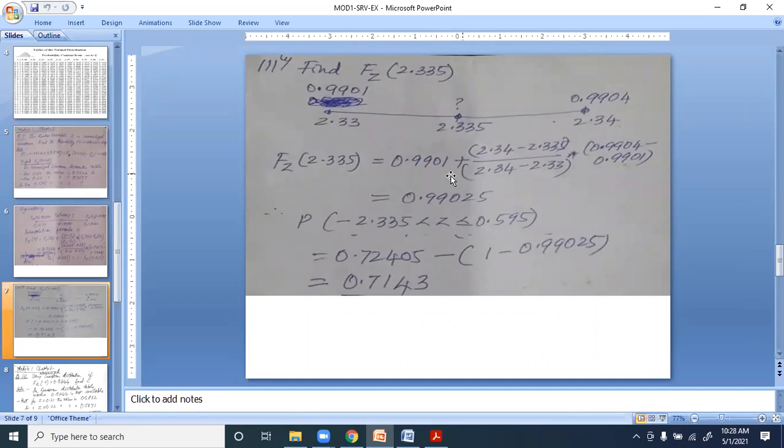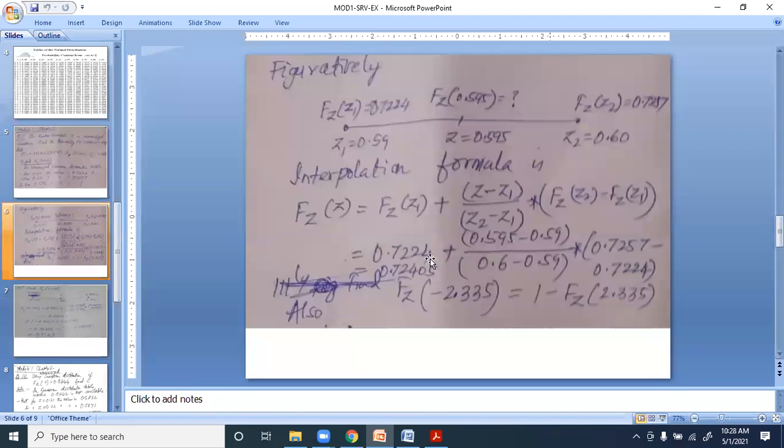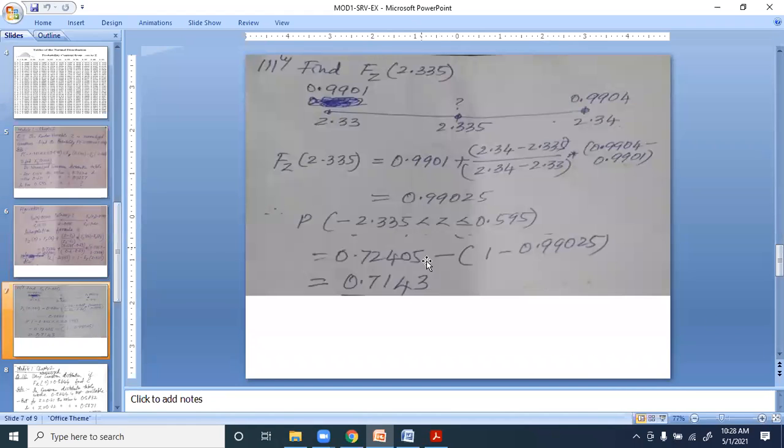So you will get this value. The quantity which you have found out is 0.72405 in the earlier slide, and in the second slide we have got F_Z(2.335), but we want the F_Z value at minus 2.335. Therefore, that should be 1 minus this, and we are going to get this. I hope it's clear now.